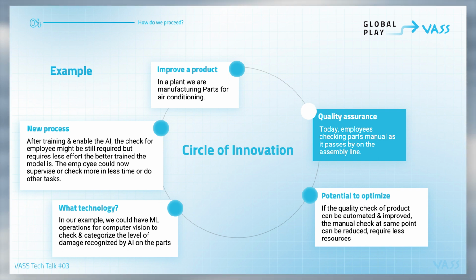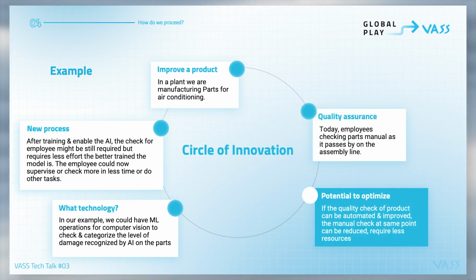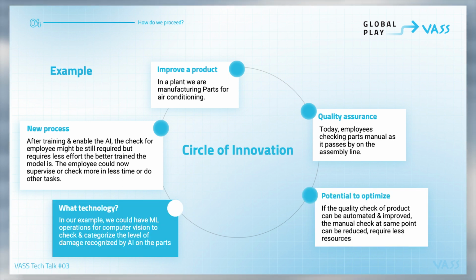So we would see an employee currently is checking on the quality of the products. Well, the potential to optimize is there. Using computer vision and artificial intelligence, we could use a machine learning operation that will recognize which parts are damaged, which parts are completely fine, and then categorize them, maybe splitting the production line, discarding the failed ones and just proceeding with the correct ones.